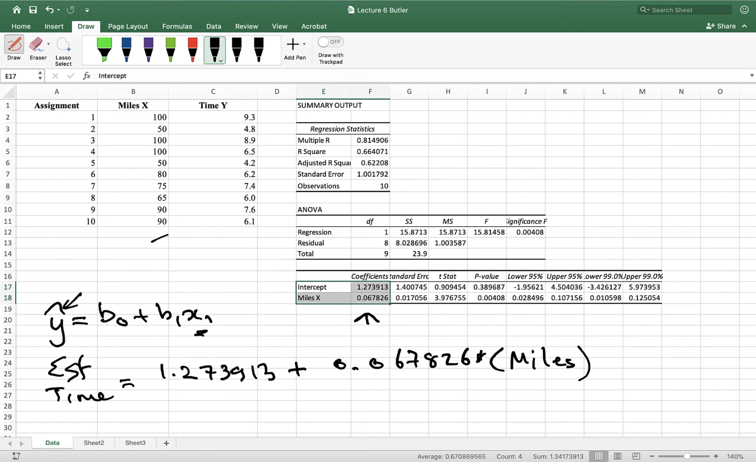So I can actually estimate the time for somebody who is going to drive, say, 100 miles. All I do is put 100 in here, do this calculation, and I find the estimated time. In fact, I'm just going to do that right here. So the estimated time for someone who's going to drive 100 miles is equal to 1.273913 plus 0.67 multiplied by 100. So the estimated time is going to be 8.05 hours.